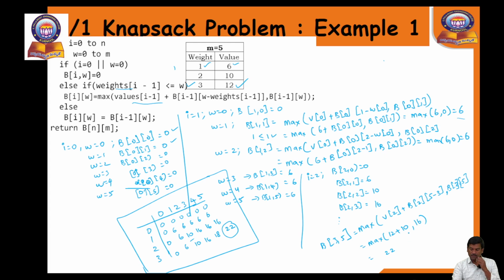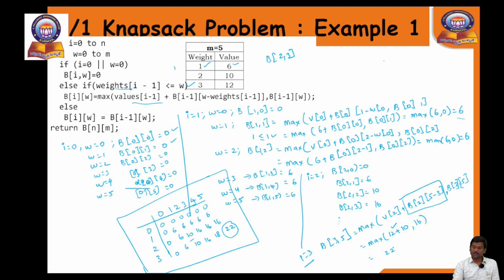And how did you get this 22? That is 12 plus 10. So look into the 12 plus 10, which has resulted. If you look at B of 2 comma 5 minus 3, observe the statement, the formula related to B of 2 comma 3. That is, when you take the value of I equal to 3 and then start W equal to 0, and so on.